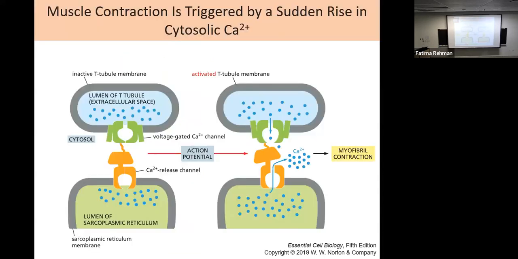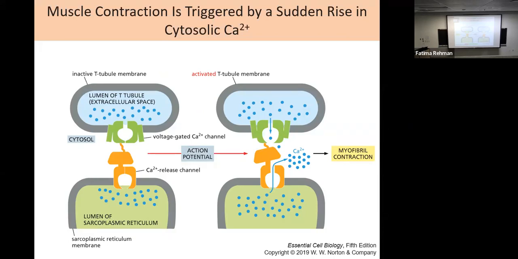Okay, so what exactly causes this? Obviously, it has to receive some signal that will cause it to relax or contract. So the contraction actually happens with the sudden influx of cytosolic calcium, or sudden rise in that calcium.